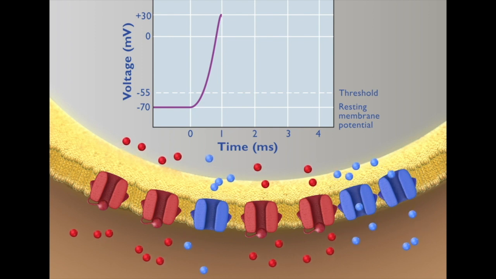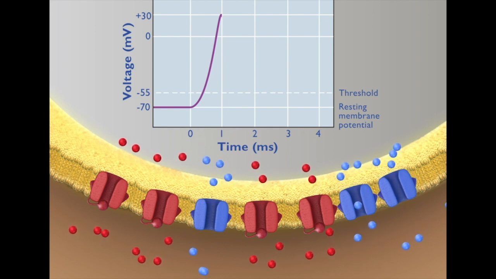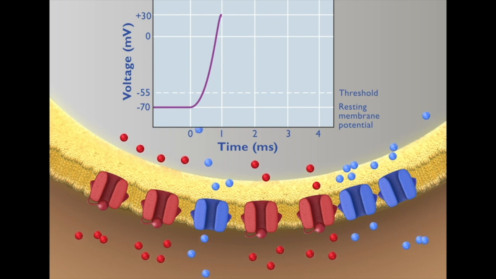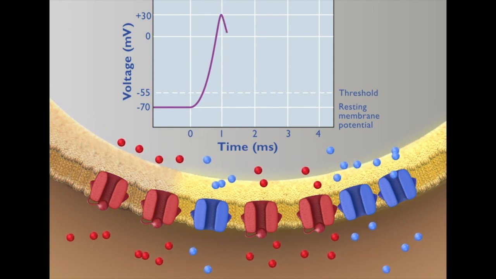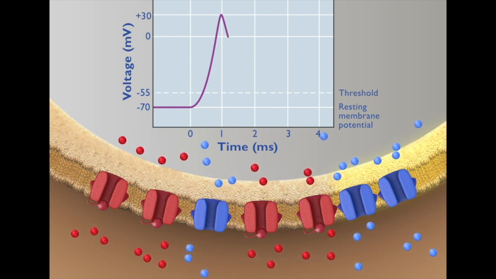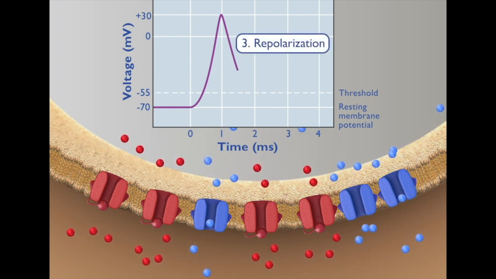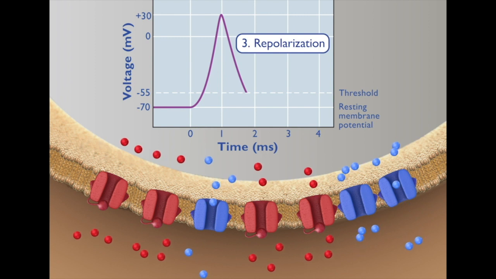At the peak of depolarization, more potassium ions are leaving the neuron than sodium ions are entering, and the membrane potential begins its return to a negative value. We now enter the repolarization or falling phase of the action potential.